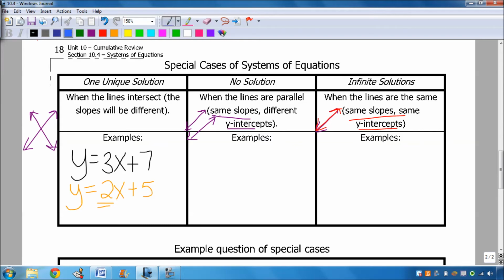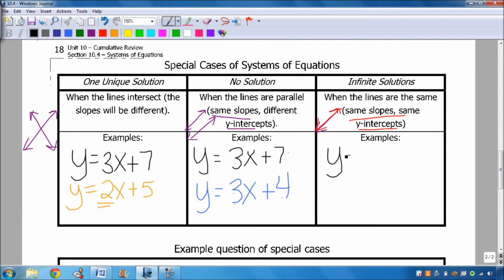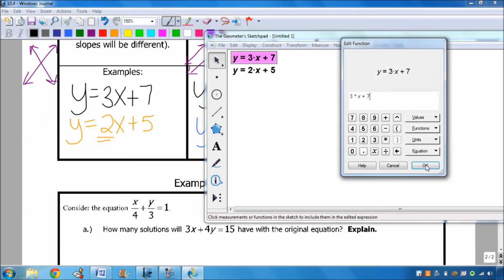You'll have no solution if they have the same slope but different y-intercepts. So for example, y equals 3x plus 4, they have the same slope but different y-intercepts. And I'm going to show you graphically why all of this stuff works in a couple minutes. All right, and then lastly, if we have y equals 3x plus 7, a line that would have infinite solutions with this would look exactly the same because they are the exact same line. All right? All right, so let's take a look at y equals 3x plus 7.